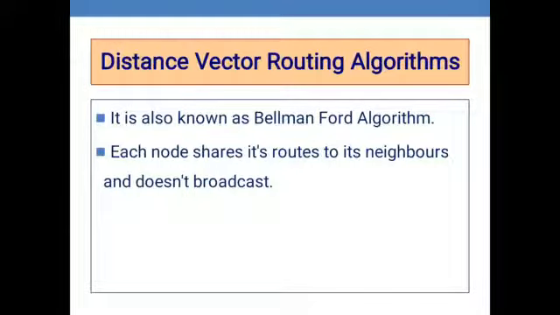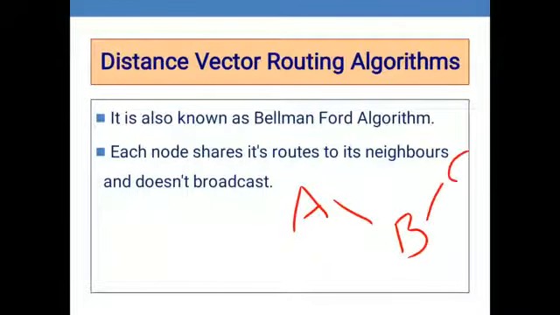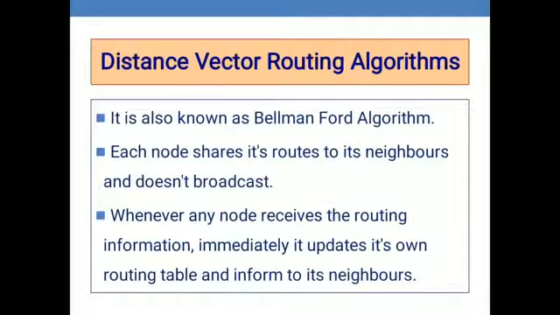For example, A is connected to B and D, and B is connected to C. Here A will share information with D and B only, but not with C. Like that, B will share information with its neighboring nodes, that is A and C, but not D. Each node shares its route to its neighbors and does not broadcast to all the nodes. Whenever any node receives routing information, it immediately updates its own routing table and informs its neighbors.